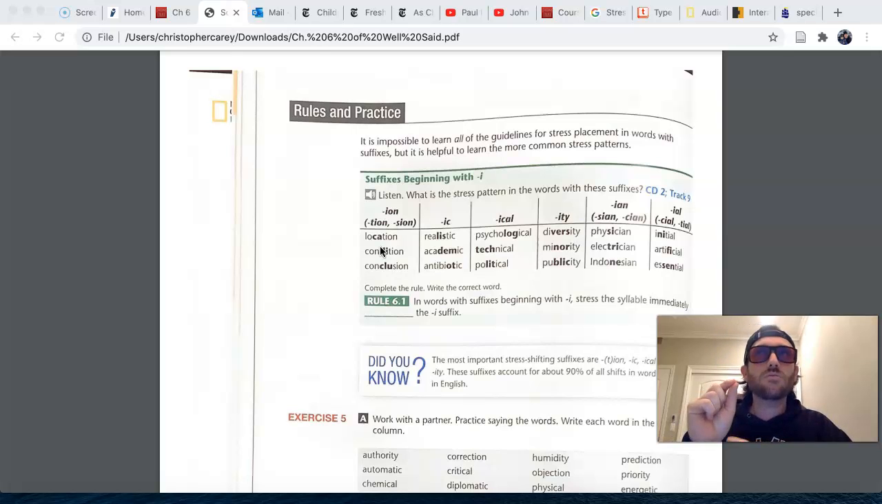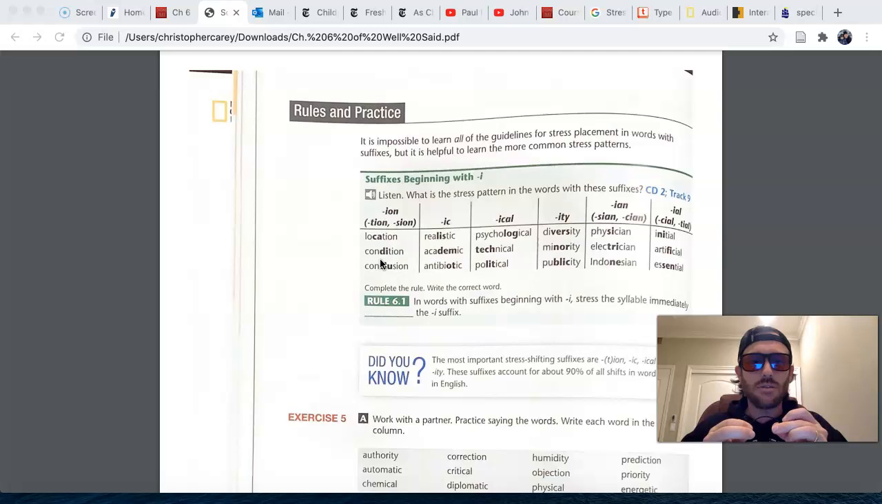Where, in terms of the word stress, where does the word stress take place in relationship to the suffix? We already kind of alluded to this in the warm-up. We're going to see it again here. Where is the word stress in relationship to the suffix? For all of these. Here we go.